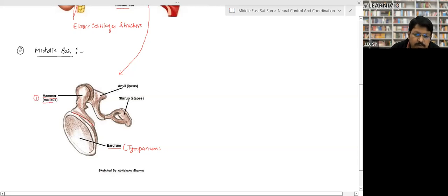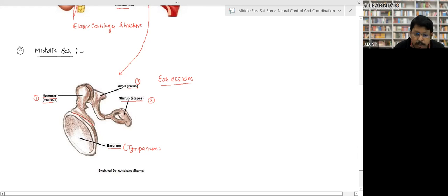The second bone is the incus, and the third bone is the stapes. This is the smallest bone of our body, right? All these three bones are collectively called ear ossicles. They are the composition of the middle ear, right? So please start noting now.